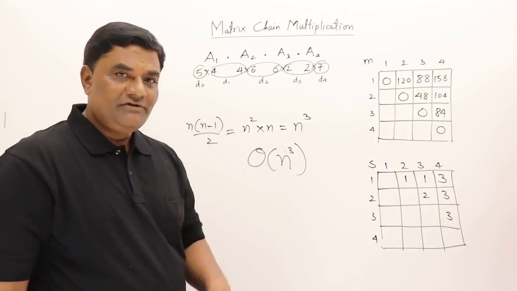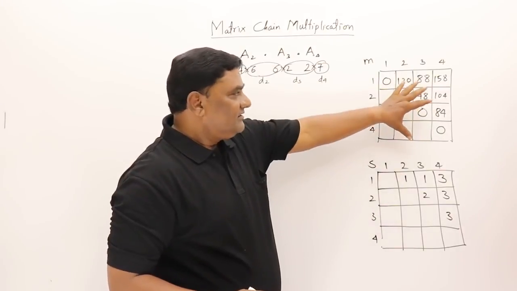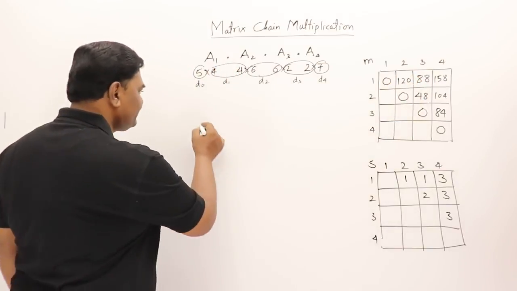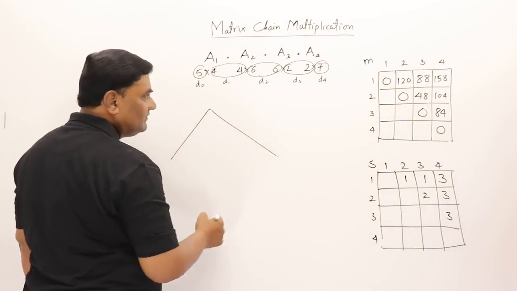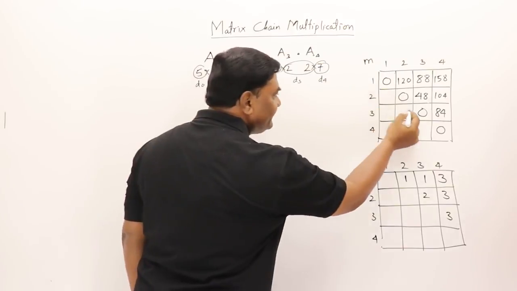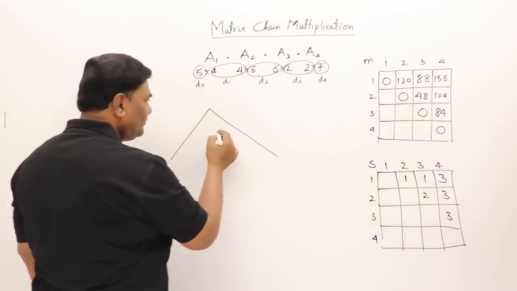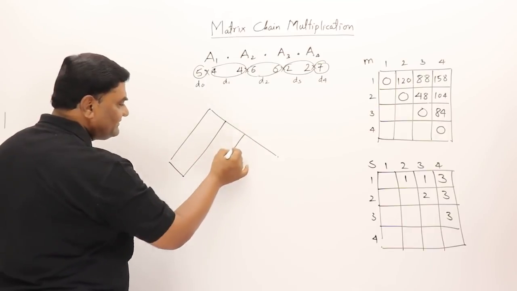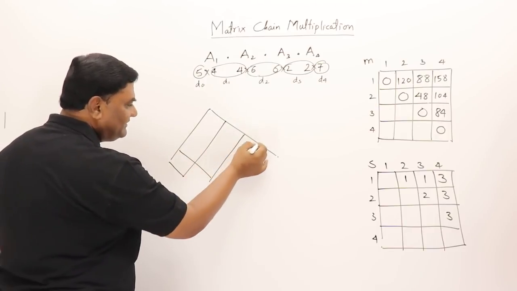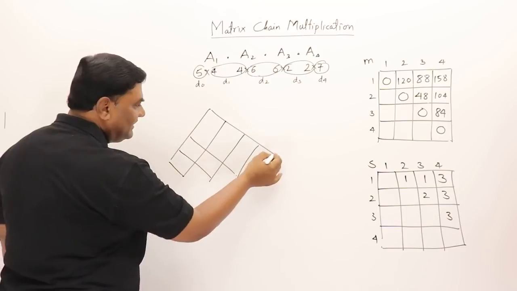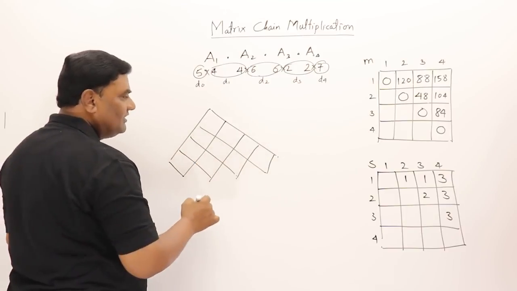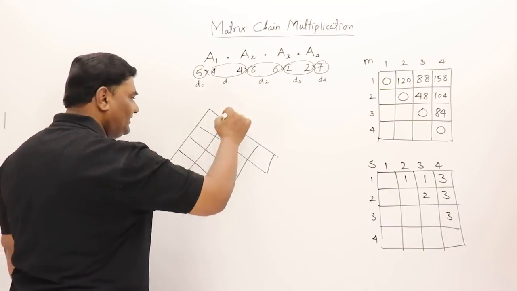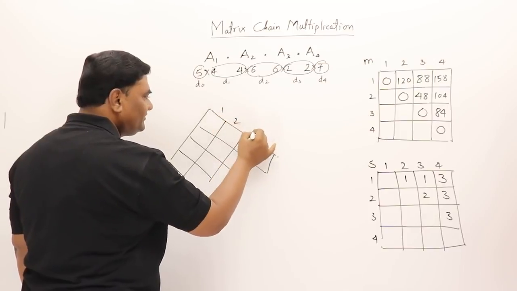Then lastly, I'll show one more thing. This table, I'll draw it like this, right? Because we are not using this portion. So first row, I will draw it like this. This is first row, right? Then this is second row. Then this is third row. And this is fourth row. So these are rows 1, 2, 3. So this is 1, 2, 3, 4.